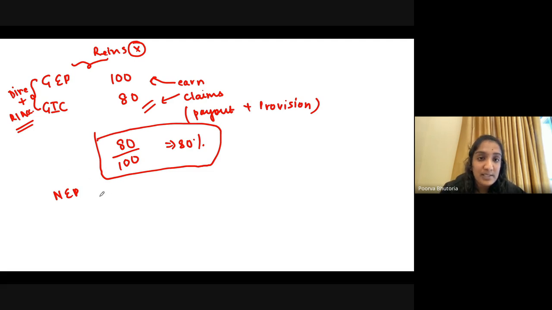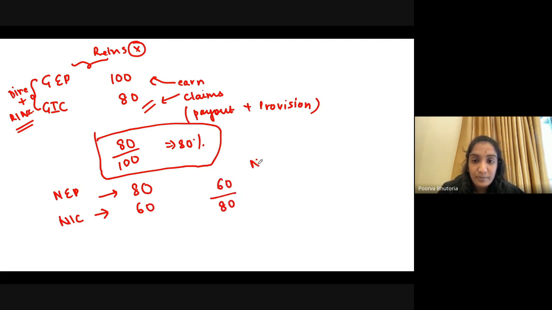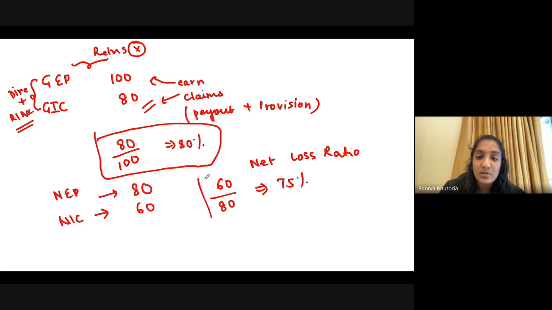Now on a net basis, our NEP is, let's say, 80 and our net incurred claims is 60. What will be my net loss ratio? It's 3 over 4, so 75%. My net loss ratio becomes 75%.